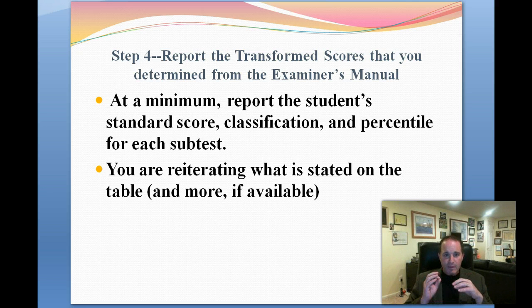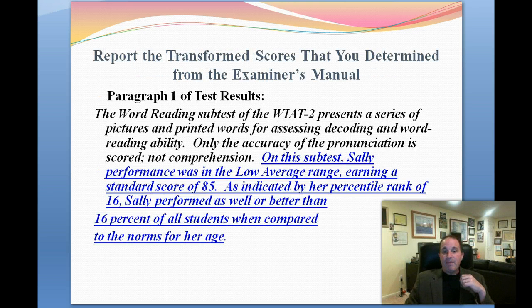Following that, the next thing you need to do is report the transform scores that you determined from the examiner's manual. Now, what we're talking about here are standard scores, classifications, and percentiles. So what we're going to do now is put in each paragraph the standard score, the classification, and percentile for each subtest. Ultimately, you're going to be reiterating what is already stated on the table that you just put in beforehand. So, take paragraph 1 of the test results section for the WIAT 2.